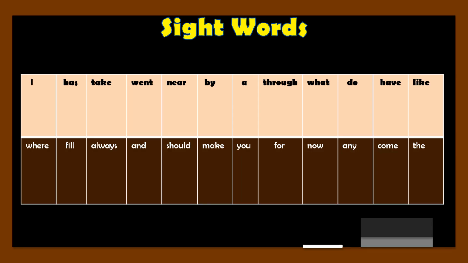Sight words learned in this lesson are I, has, take, went, near, by, a, through, what, do, have, like, where, feel, always, and, should, make, you, for, now, any, come, the.